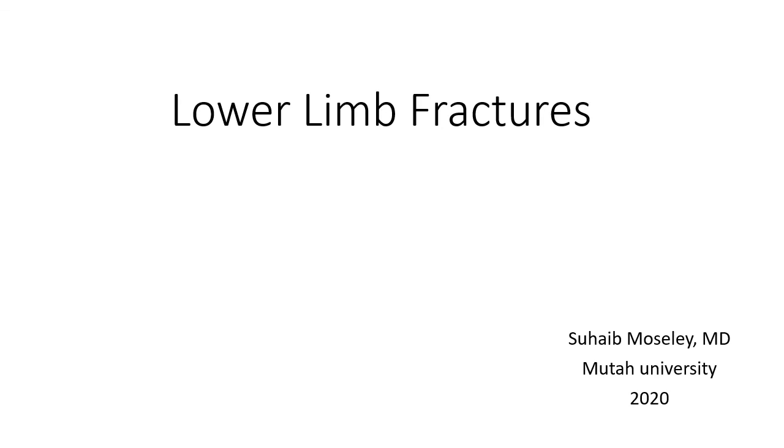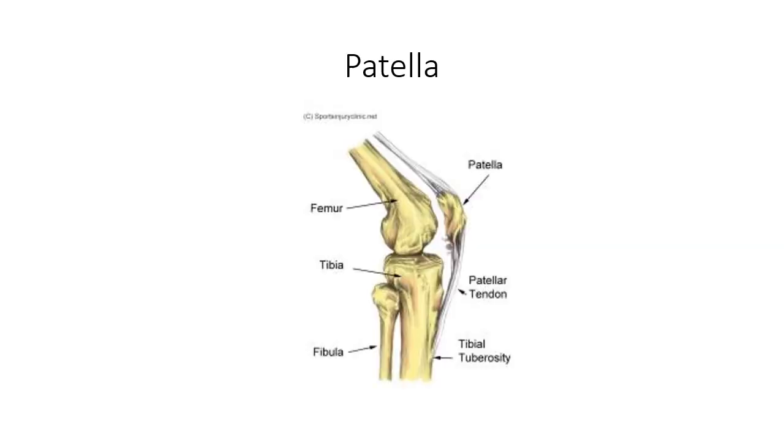Our lecture today is about lower limb fractures, including patella fractures, leg fractures, and foot fractures. We will start with the patella. The patella, also known as the kneecap, is a flat, circular, triangular bone which articulates with the femur and covers and protects the anterior articular surface of the knee joint. The patella is the largest sesamoid bone in the body.